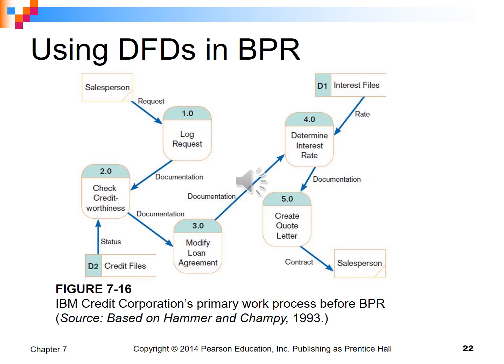Well, if we look at this slide, using DFD in business process reengineering. This represents an IBM Credit Corporation primary work process before the business process reengineering. If we look at the processes and the data stores there, we have a data store interest file and we have a credit file. Those stay the same. We have a salesperson, and the salesperson down there receives the contract from create the letter, from 5.0.